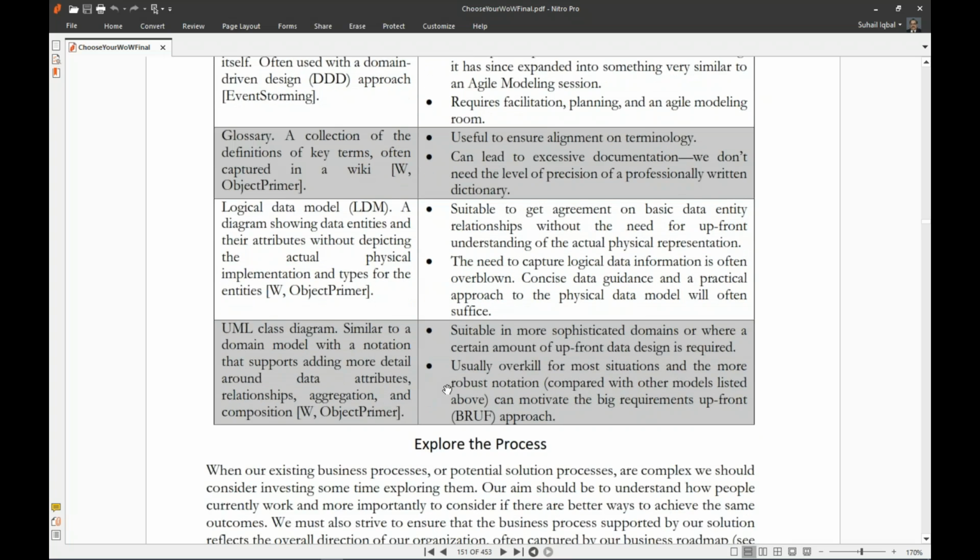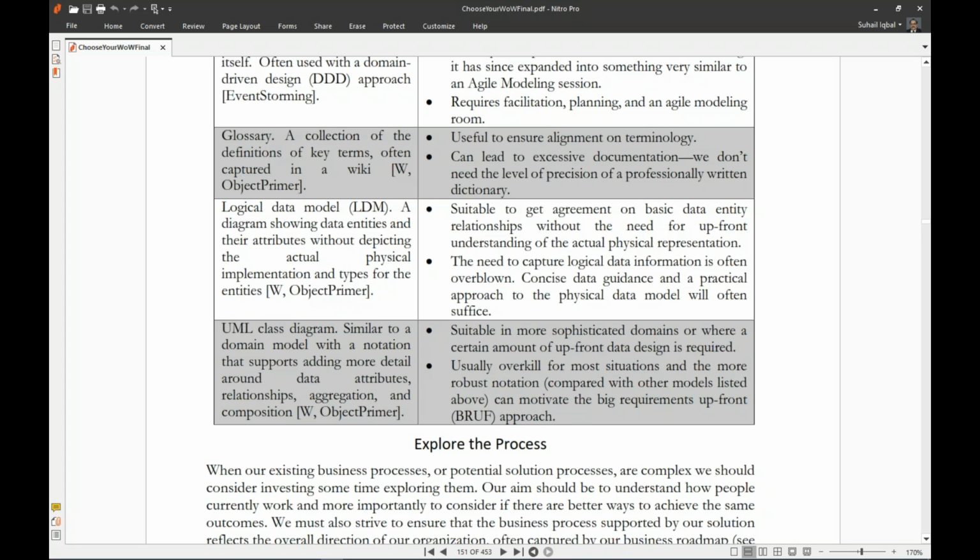Next is a glossary, a collection of the definitions of key terms often captured in a wiki. Useful to ensure alignment on terminology, but can lead to excessive documentation. We don't need the level of precision of a professionally written dictionary.